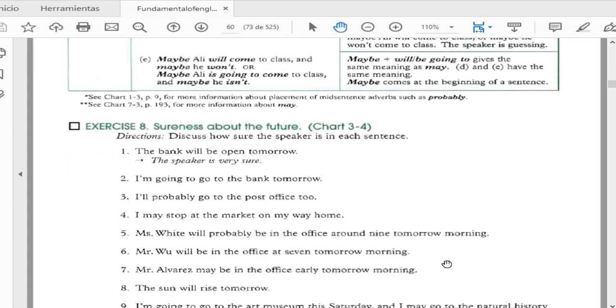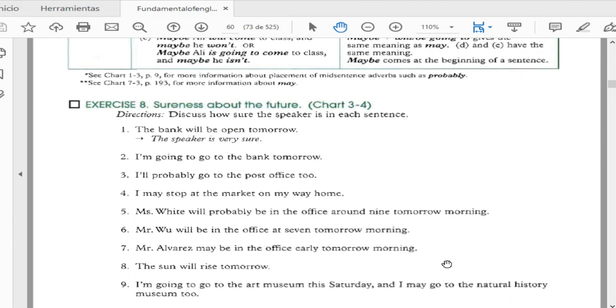Don't waste time listening to music in Spanish. Take that time to practice English, to listen to music in English. Okay? You have to create good habits regarding your career. Okay? Look at exercise 8, the sureness about the future.